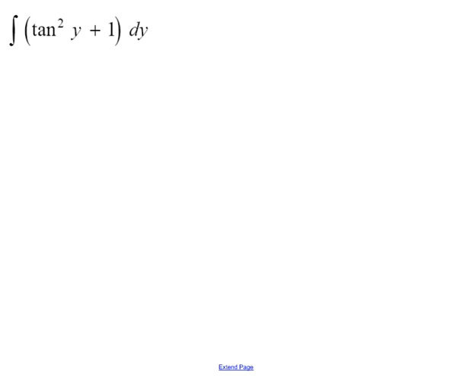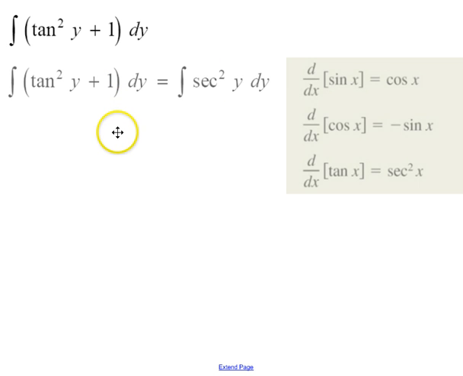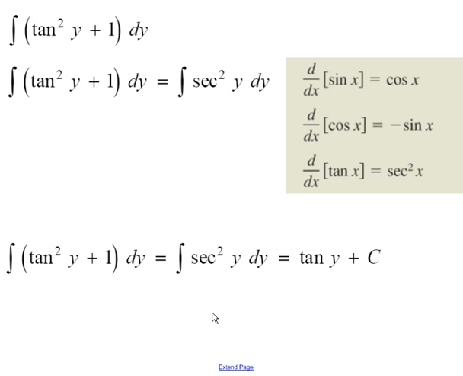So what I'm going to do with this problem is I'm actually going to rewrite tangent squared plus 1 into secant squared. And then I'm going to think to myself, what trig function do I take the derivative of that gives me secant squared as an answer? And you'll notice over here, the derivative of tangent of x is equal to secant squared. So the antiderivative of secant squared y dy is tangent y plus c, and that's my answer.